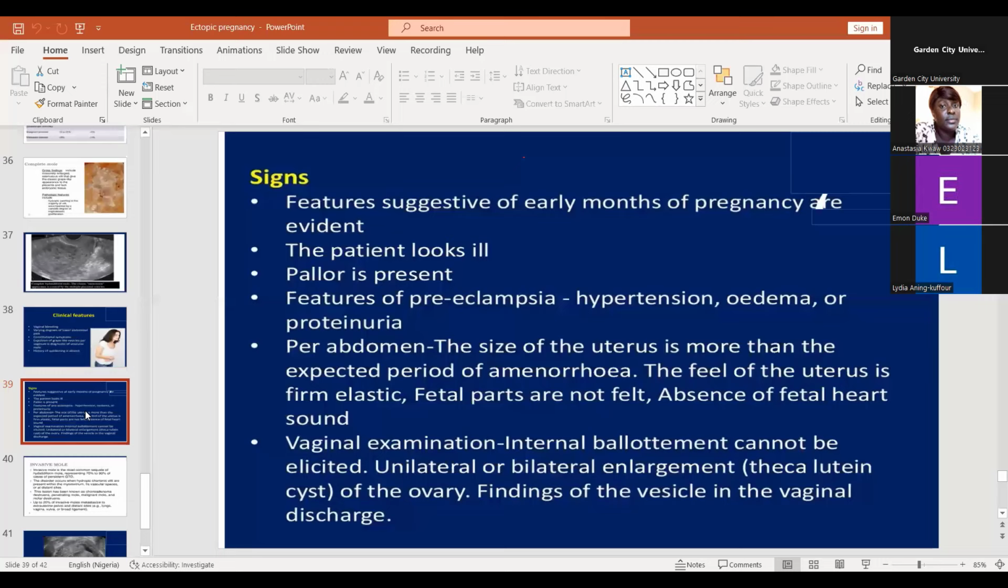The patient looks ill, that is normal. The patient is pale, features of preeclampsia, hypertension, edema, or peritoneum. Initially, when we started this, I told you earlier that usually the pregnancy is missed. It starts regressing. And eventually the features are absorbed. And we said it there, it is done like involution.